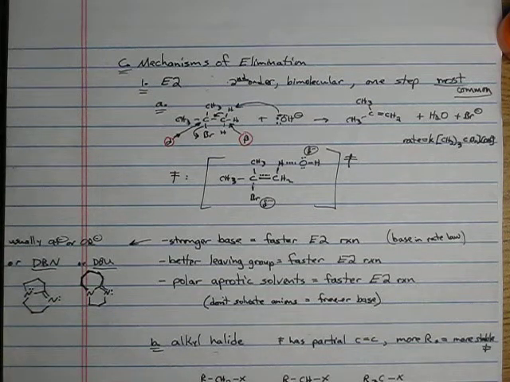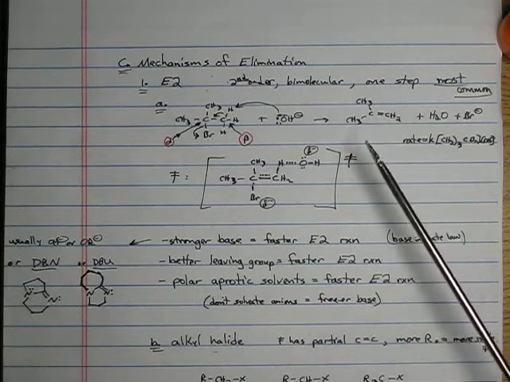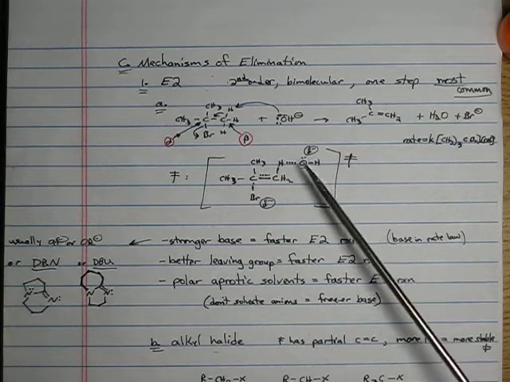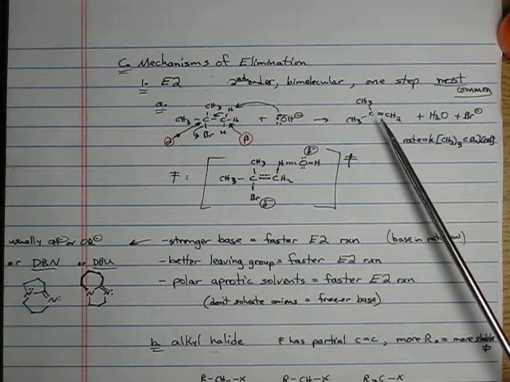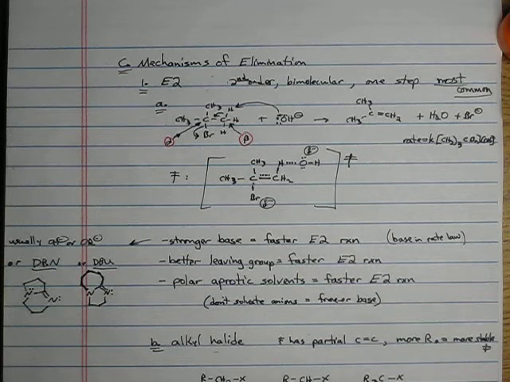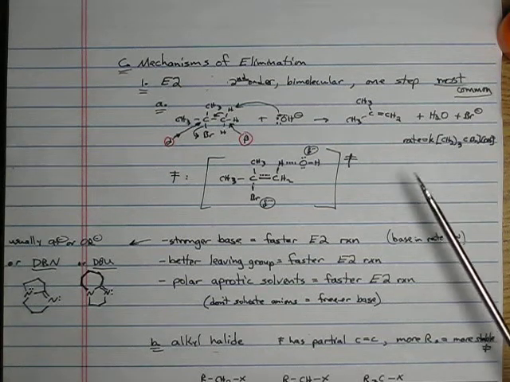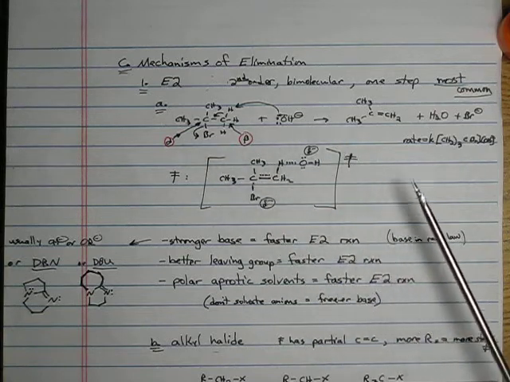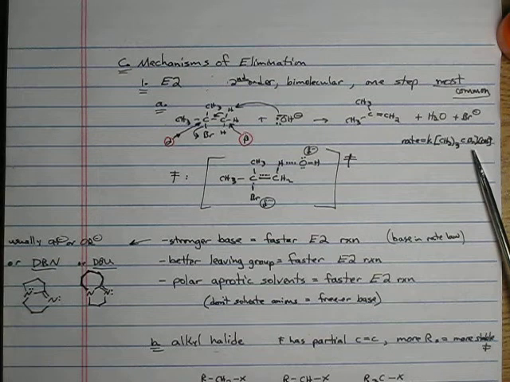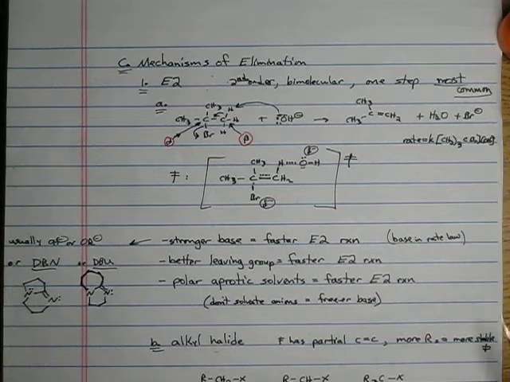This is the E2 mechanism. It is one step, all of this happening at the same time, which means if we look at the transition state, as the base attacks that hydrogen and the oxygen-hydrogen bond forms, the carbon-hydrogen bond is breaking at the same time. The carbon-carbon double bond is forming and the carbon-bromine bond is breaking. All that happening at the same time. And as we remember from our mechanisms, because it's one step, it is the rate determining step, so the rate will equal k, the rate constant, times the concentration of the substrate, our alkyl halide, times the concentration of our base.